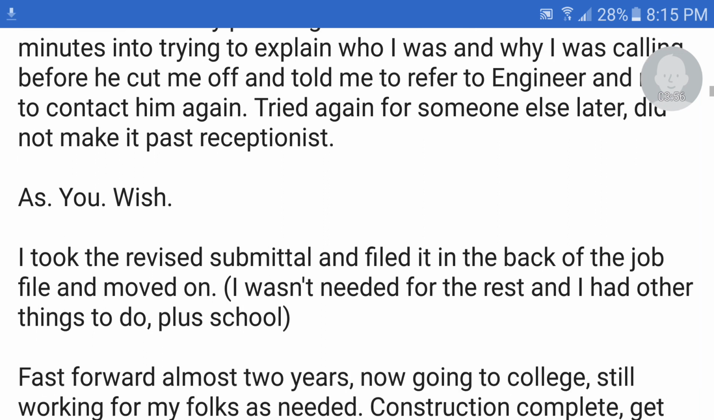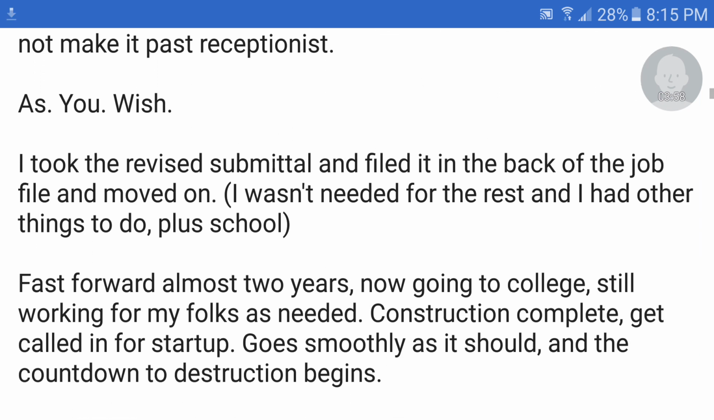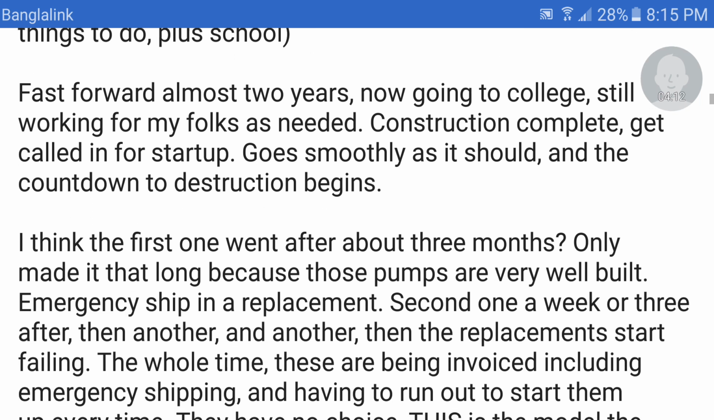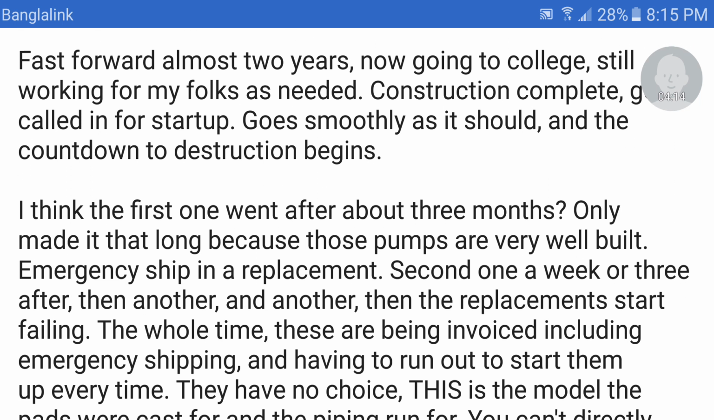Plus school. Fast forward almost 2 years, now going to college, still working for my folks as needed. Construction complete. I get called in for startup. It goes smoothly as it should, and the countdown to destruction begins. I think the first one went after about 3 months. It only made it that long because those pumps are very well built.